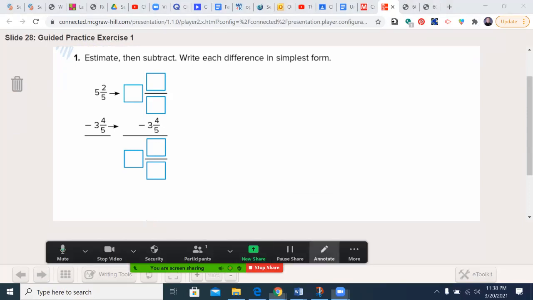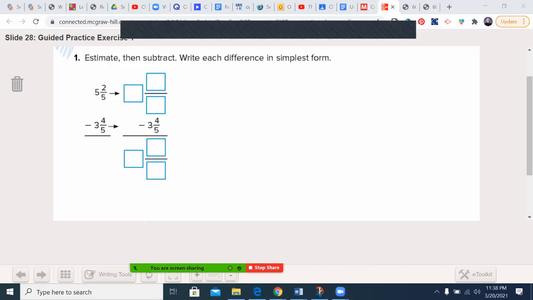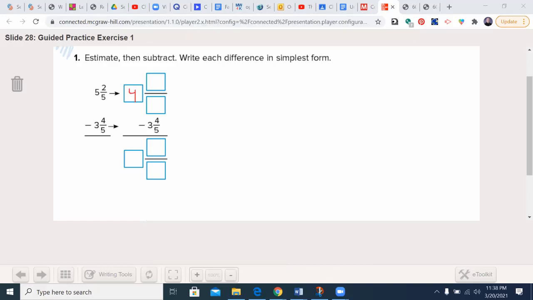Welcome back. Let's go ahead. And first, we're going to rename this 5 2/5. And so I take 1 away from the whole numbers. And then 5 plus 2 is 7. So I have 7/5. 7 minus 4 is 3. Don't subtract the denominator. 4 minus 3 is 1. So you should have found an answer of 1 3/5.